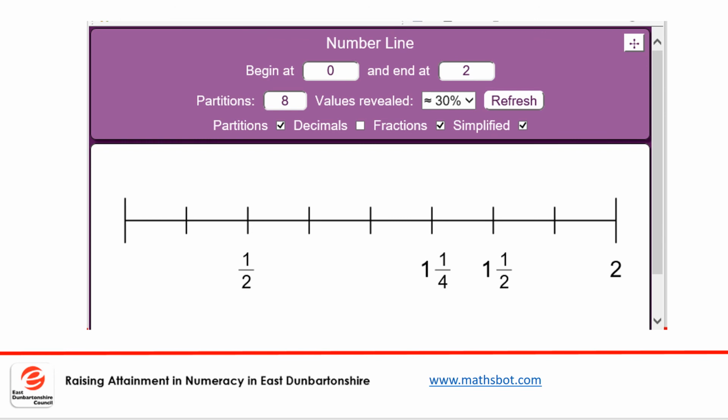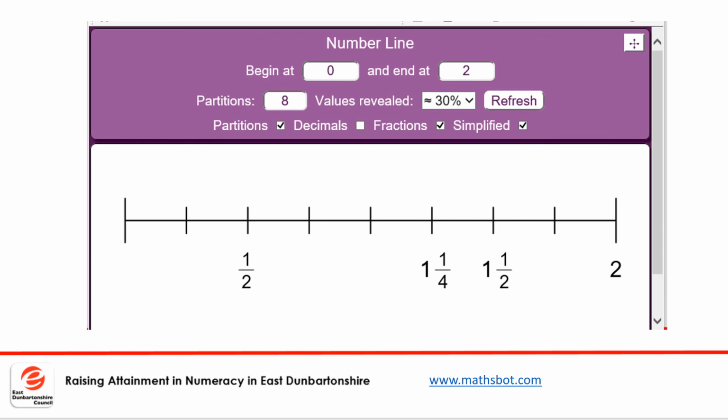So you can see at the top there, begin at. You tell it what you want, to begin at 0, to begin at 2. You can, if you want, do negative fractions. Negative numbers come in here. You then tell it how many partitions you want. Are you working eighths here? You then reveal as many as you like, from 100% down to 10% and so on. And if you don't like what you see, you just keep hitting that refresh button.